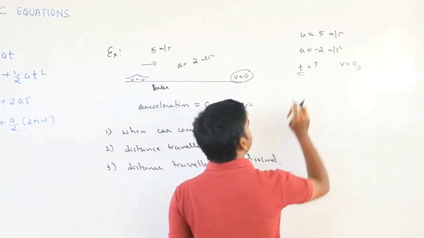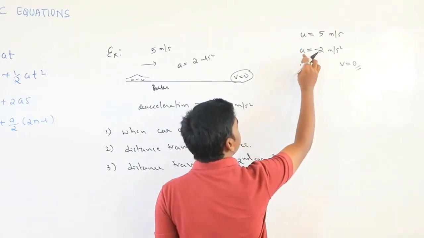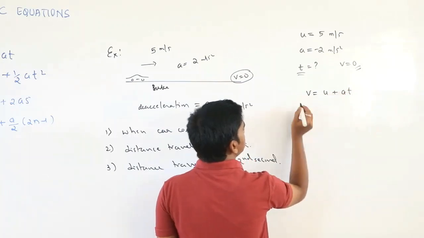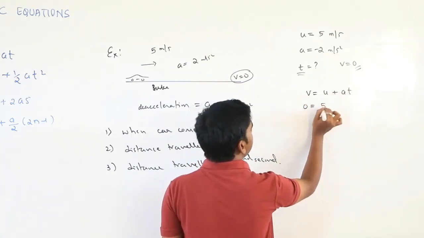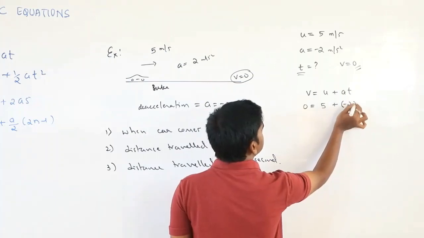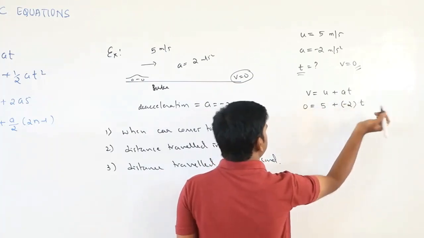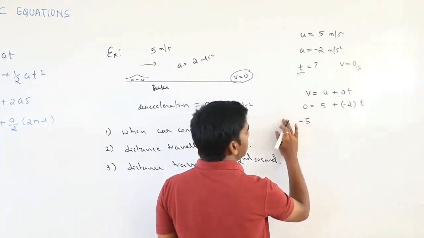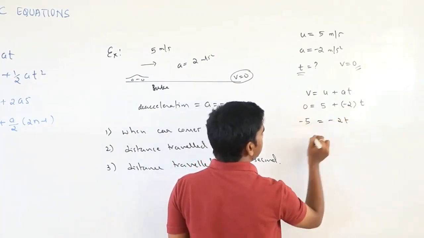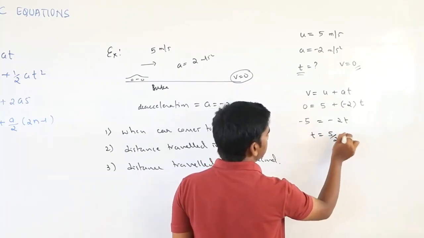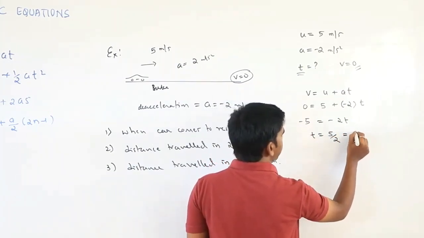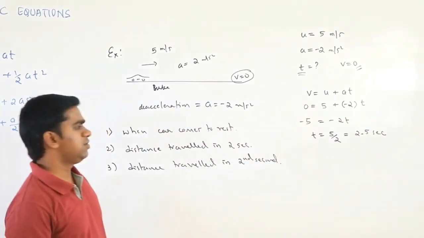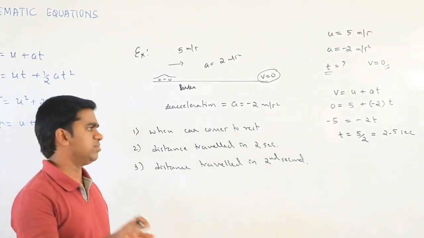So what you want to calculate? You want to calculate t, and you all know u, v, so you can apply v equals to u plus at. So v is what? V is 0, u is 5, plus a is minus 2, t you have to calculate, that's all. So 5 will become minus when it comes on this side, equals to minus 2t. So t equals to 5 by 2, that is 2.5 seconds. Okay. So in 2.5 seconds car comes to rest.